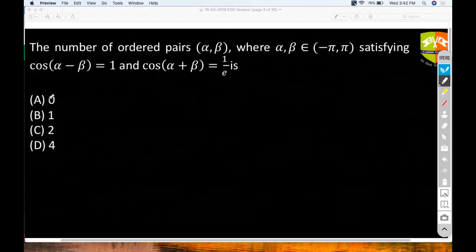The next question says: the number of ordered pairs (alpha, beta) where alpha and beta belong to the interval minus pi to pi, satisfying these two equations, cos(alpha minus beta) is 1 and cos(alpha plus beta) is 1 by e.